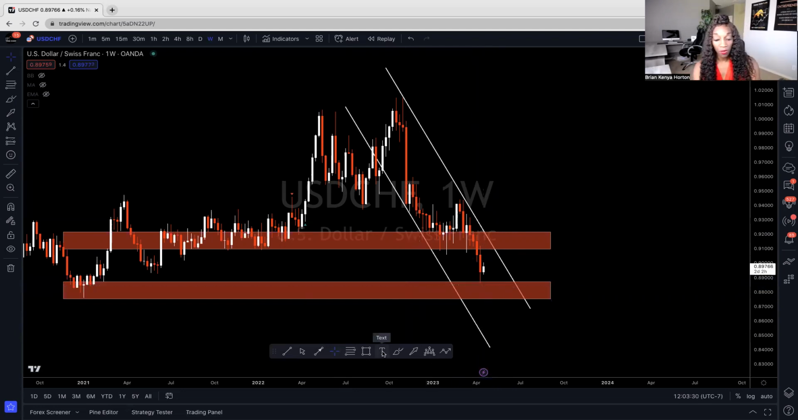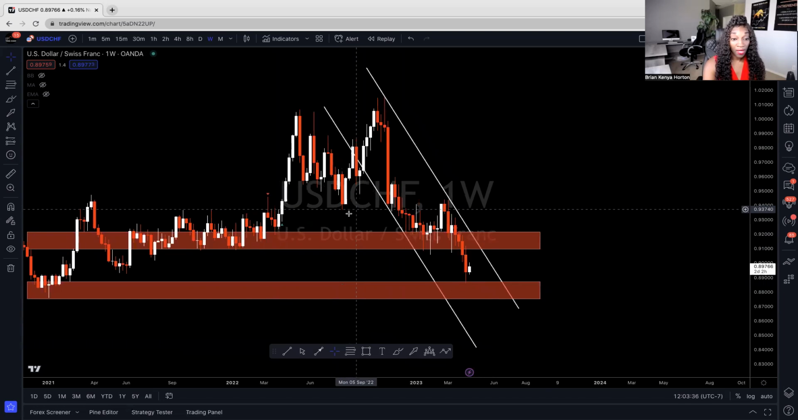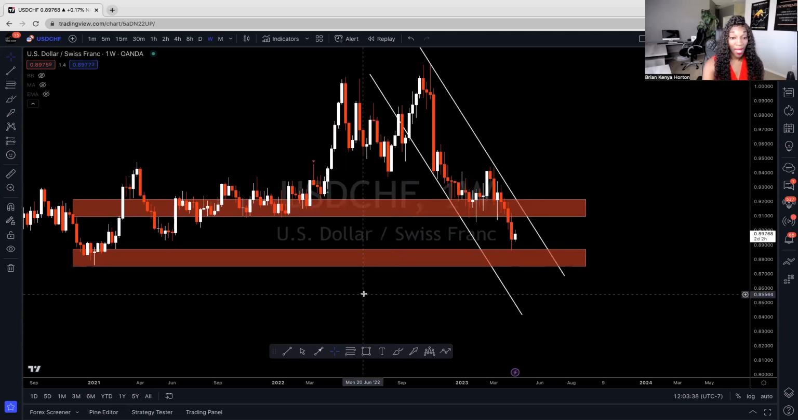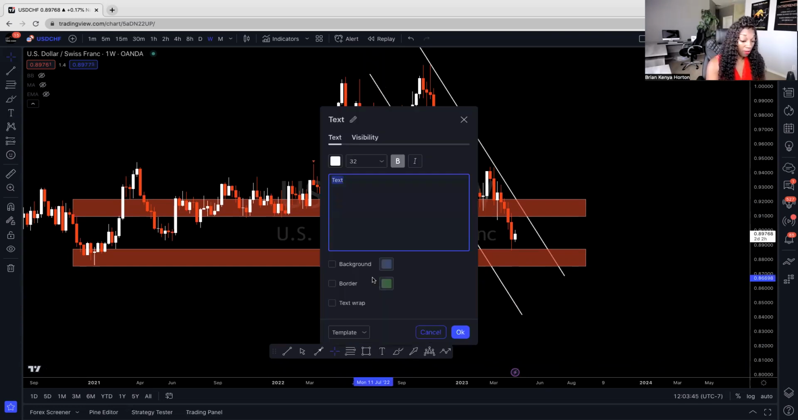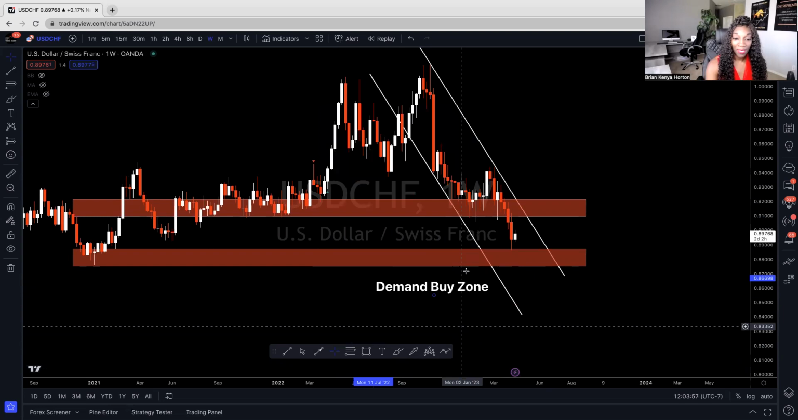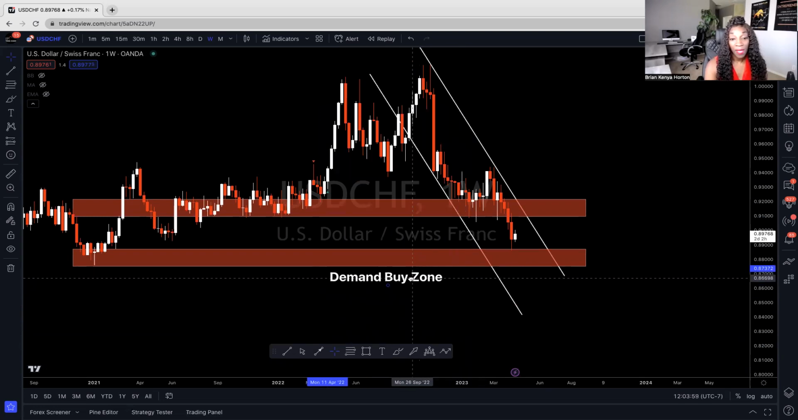So what we're going to do is mark these areas as our weekly support. Now, you might be wondering, why am I not doing this on the daily time frame? I can consider working my way down, but if you are a swing trader, for example, the weekly is going to be an excellent time frame for you to trade on. So this is going to be our demand. This is going to be our demand buy zone. Oh, my typing is off. Okay, so that's our demand buy zone.